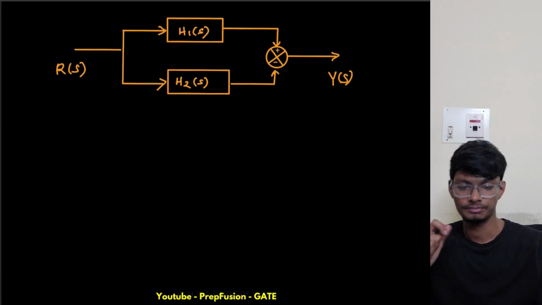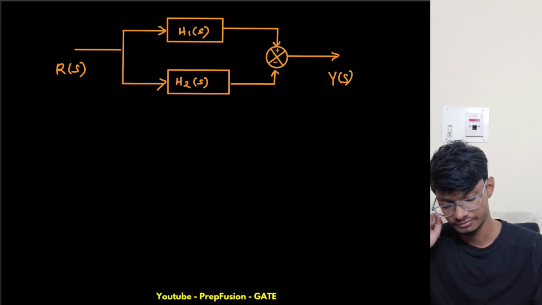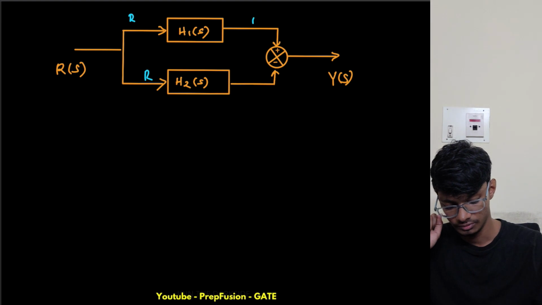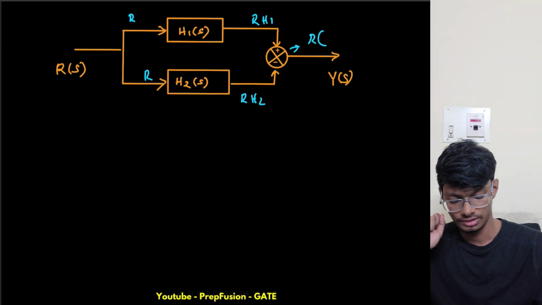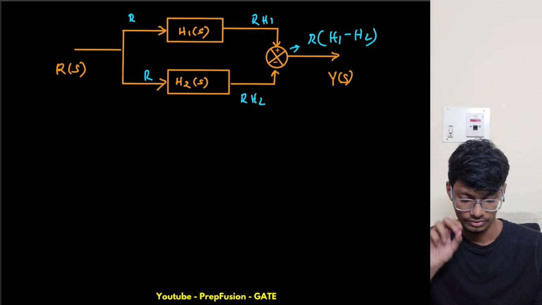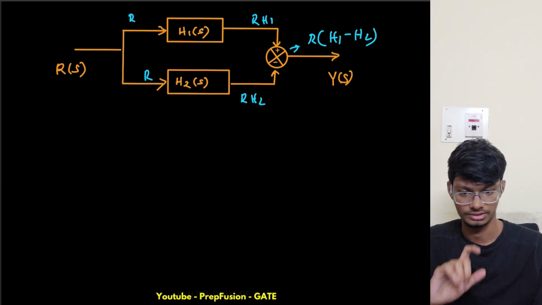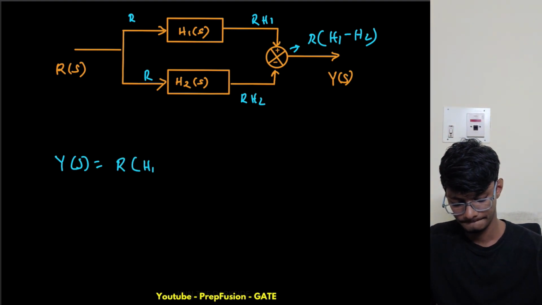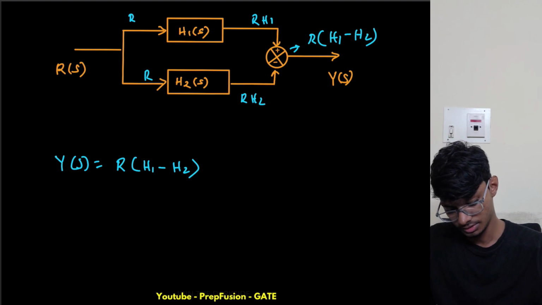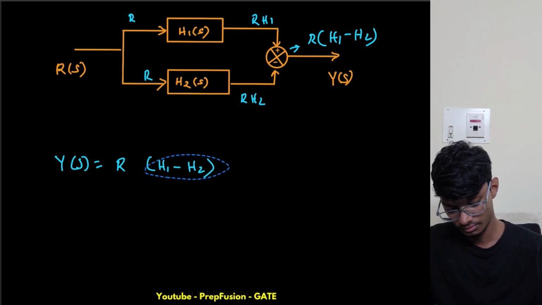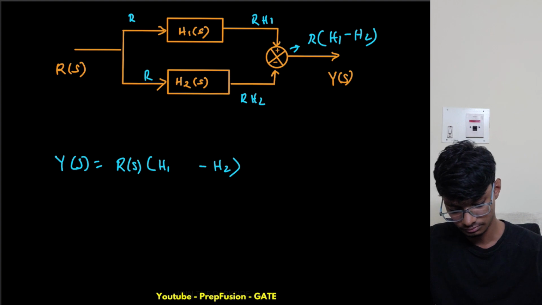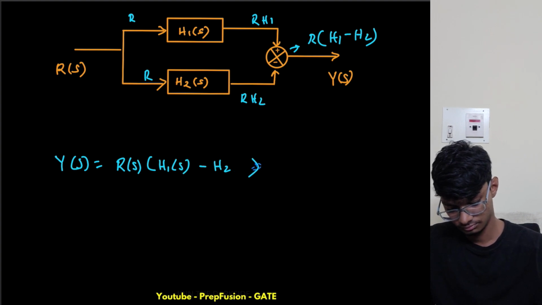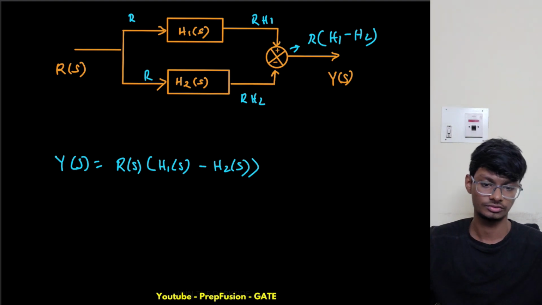I will use the simple assumption method. Here we have R, here we have R, here we have R times H1, here we have R times H2. Here we have R times (H1 minus H2). So this is what we have at the output. So Y equals R times (H1 minus H2). So Y of s equals R times (H1 minus H2). So this was what my Y of s is.